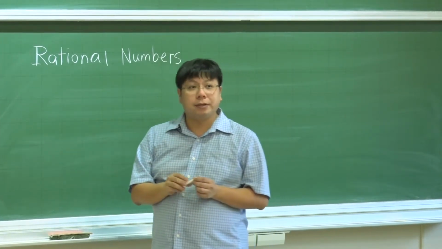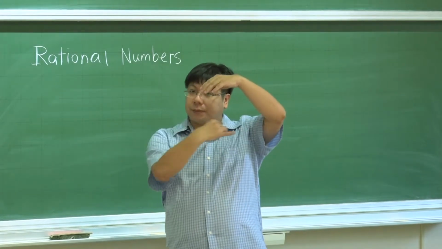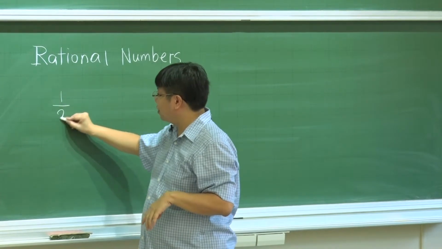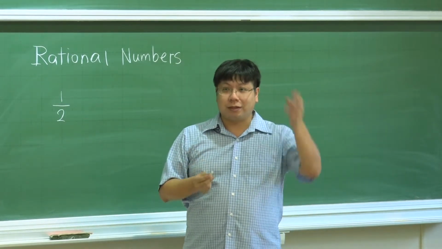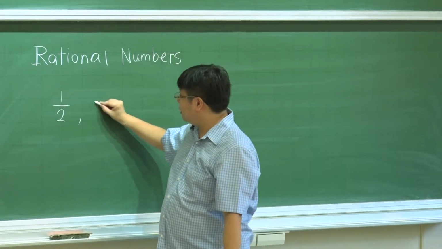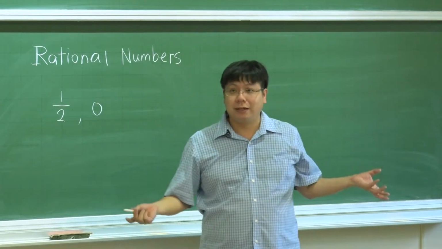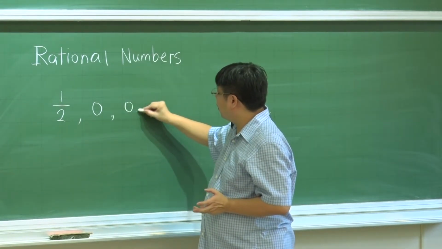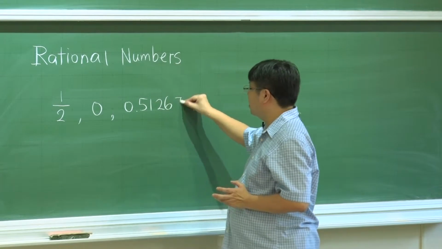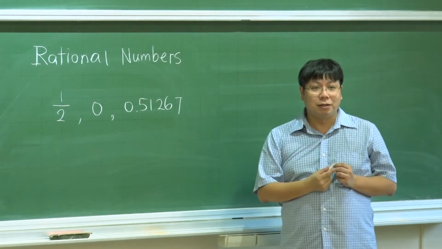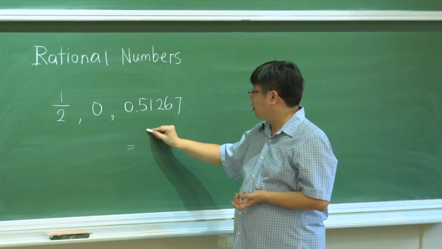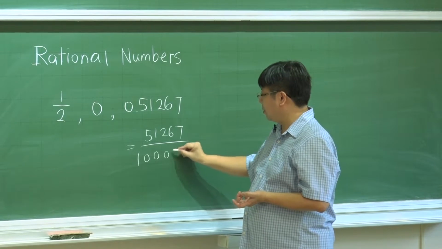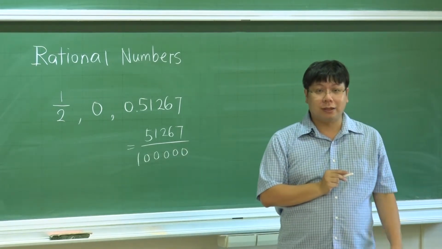So what are rational numbers? Rational numbers are numbers that can be expressed as a ratio of two integers. So for instance, 1 over 2 is rational because it is 1 and 2. 0 is rational. 0 is 0 over 1 or 0 over 5. It is rational. Is that okay? 0.51267, this is rational. So why is it rational? This is equal to 51267 divided by 100000. This is rational.